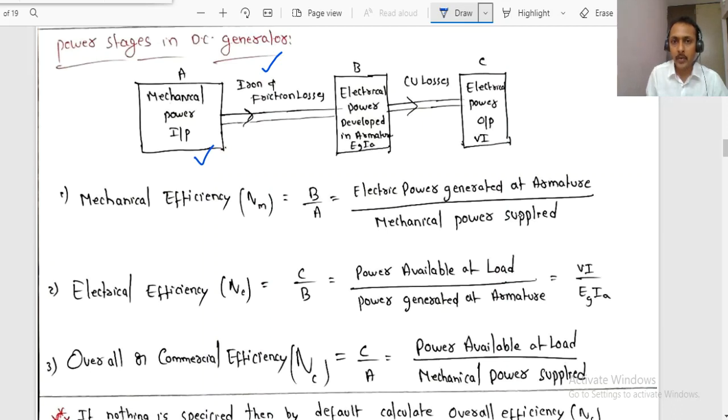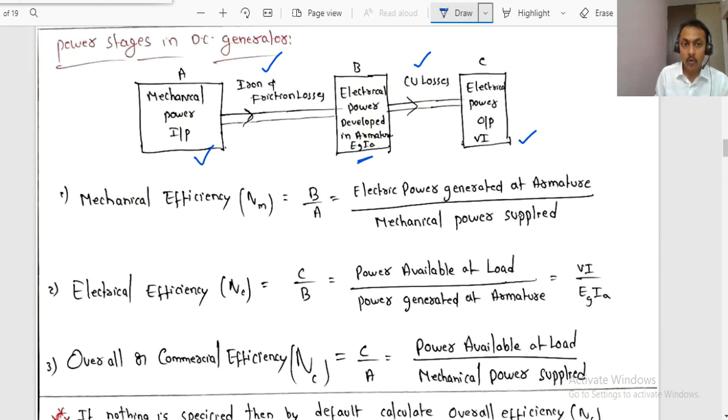Now whatever the power is developed, EgIa, out of this the copper losses will be subtracted, all the copper losses, and at last the power available is only V into I, the electrical power output. Clear? So stage A minus iron or friction losses will give you stage B. Stage B minus copper losses will give you stage C.